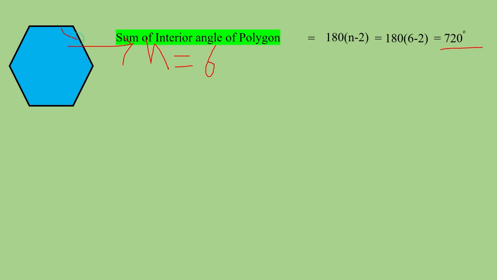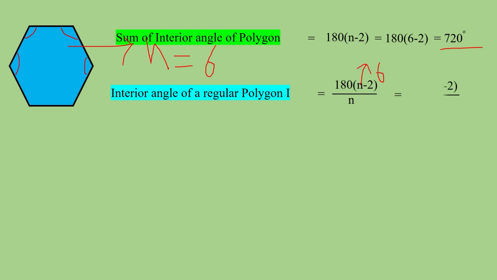Suppose there is an interior angle and another interior angle. If we add all these angles, we get the sum of the interior angles of the polygon. But if you want to calculate the interior angle of the polygon, how can we calculate? By using this equation, 180 in bracket n minus 2 upon n. Here we put 6 in place of n, so we get 180 in bracket 6 minus 2 upon 6. By solving this equation, we get 120 degrees, which is the interior angle of this polygon, a hexagon.